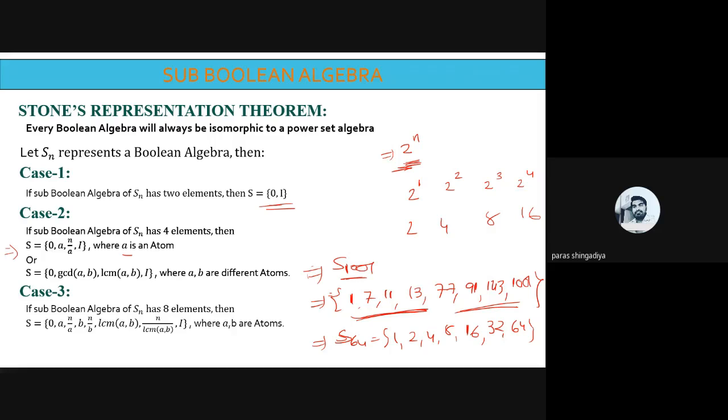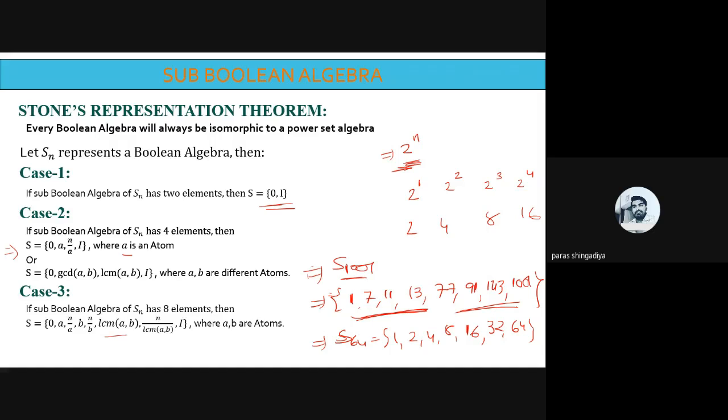Okay, so how can we derive this set? It can be defined as 0, a, n by a, then b as the second item, n by b, then LCM of a and b, n by LCM of a and b, comma I. Okay, so this is the formula we use to find the sub-Boolean algebra of 8 elements.